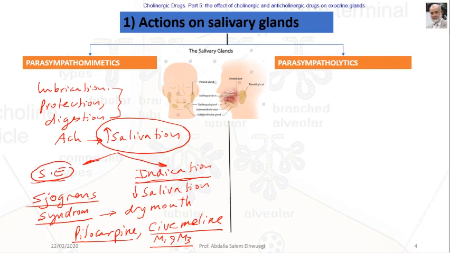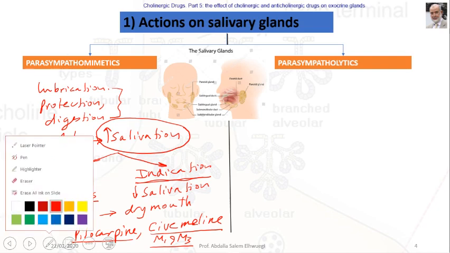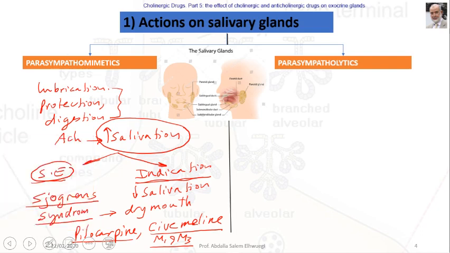So this is the first group, the parasympathomimetics. As we have said, they increase salivation. This is a side effect, but it can be used in cases like Sjogren's syndrome, where there is decreased salivation and severe dry mouth.